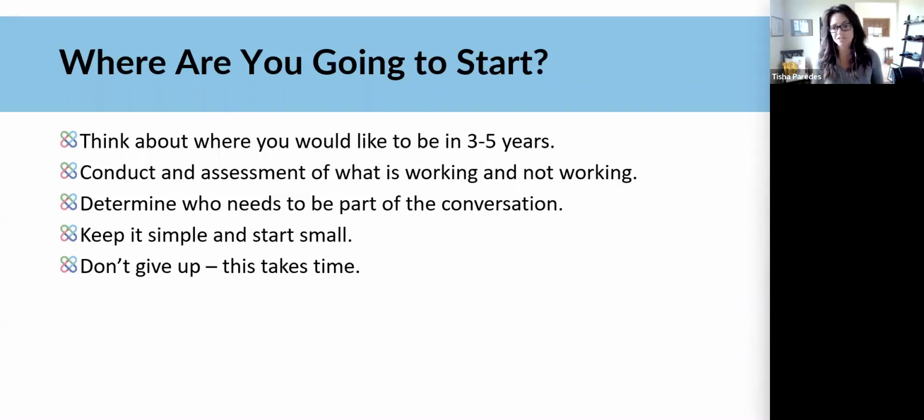Start thinking about what's working and not working right now. If you currently have a Gen Ed assessment process, there might be some things that are working and some things that are not. Start there. Do you have to overhaul all of it, or can you overhaul components of it? Determine who needs to be part of that conversation, and that goes back to the plan in the previous slide. Who needs to be part of the conversation, and when do they need to be part of it?